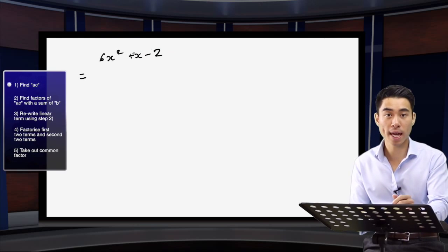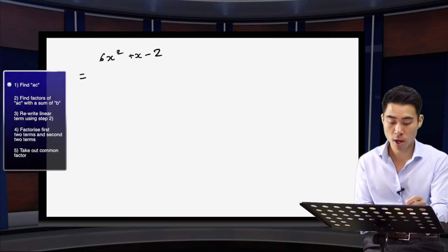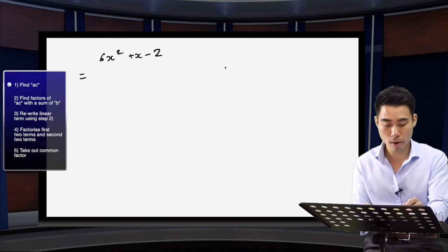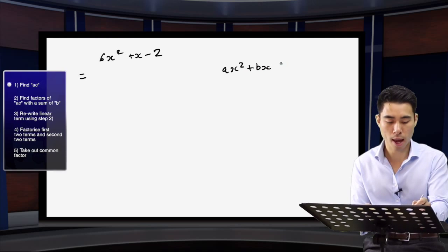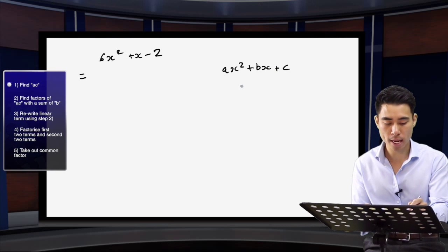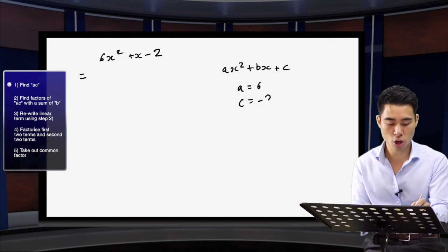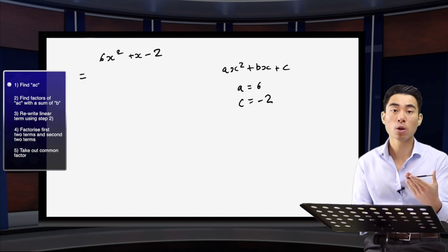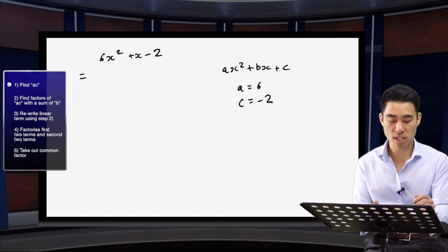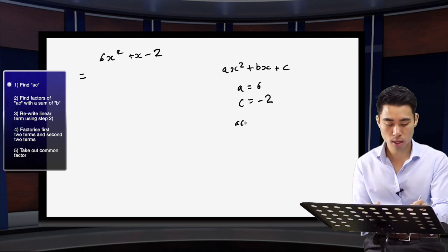If you look at my quadratic here, I have 6x squared plus x minus 2. So if you're comparing this to the general form of a quadratic, ax squared plus bx plus c, you can see here that my a is 6, my c is minus 2. Right, step number 1, we need to work out what AC is. So AC is clearly just going to be minus 12.